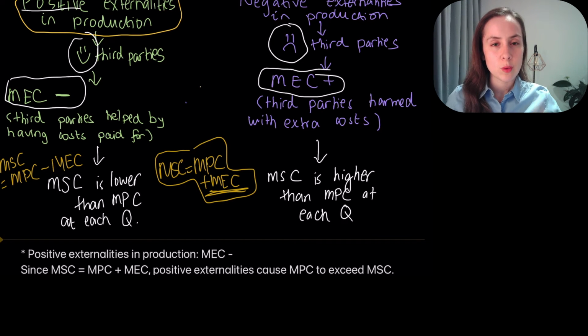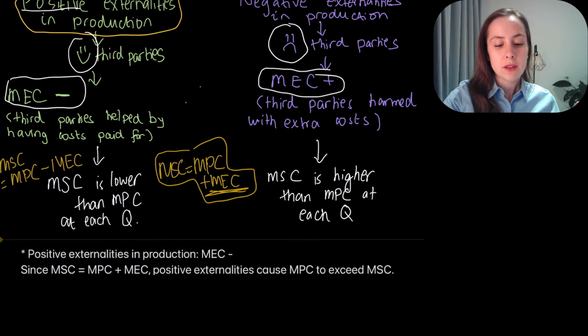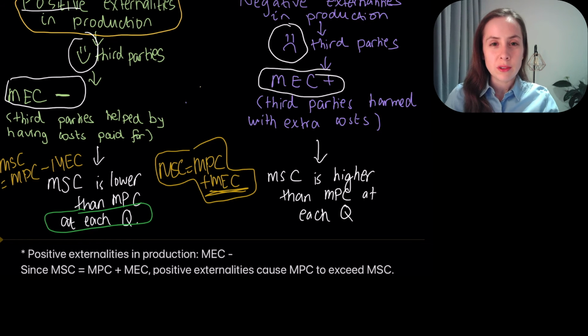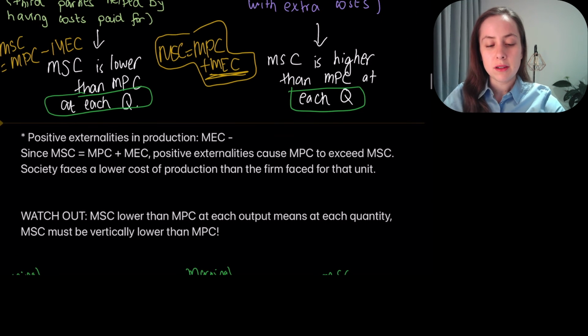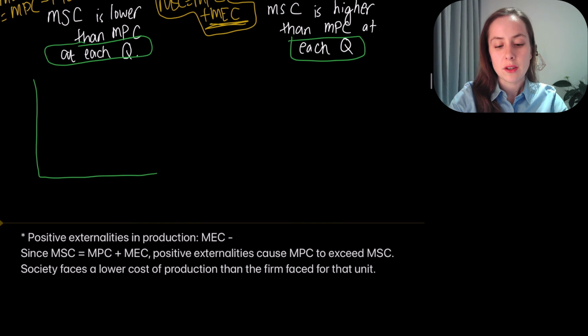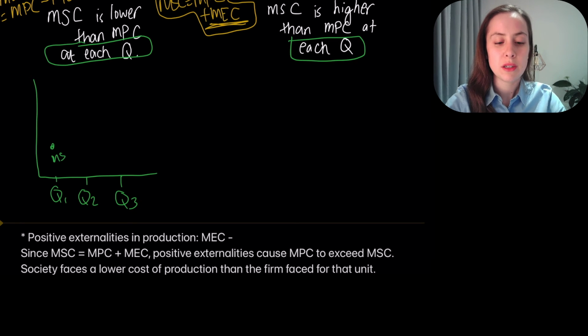Before we move on, I want to emphasize one super important thing. At each quantity, the social cost is lower than the MPC. On the one on the right, at each quantity, the MSC is higher than MPC. So I'm really thinking from a quantity perspective. So if I were to sketch a graph, at each quantity like Q1, Q2, Q3, I want the MSC, imagine this is the MSC, I want it to be lower than the MPC at each quantity. Even at Q2, I want the MSC to be lower than the MPC.